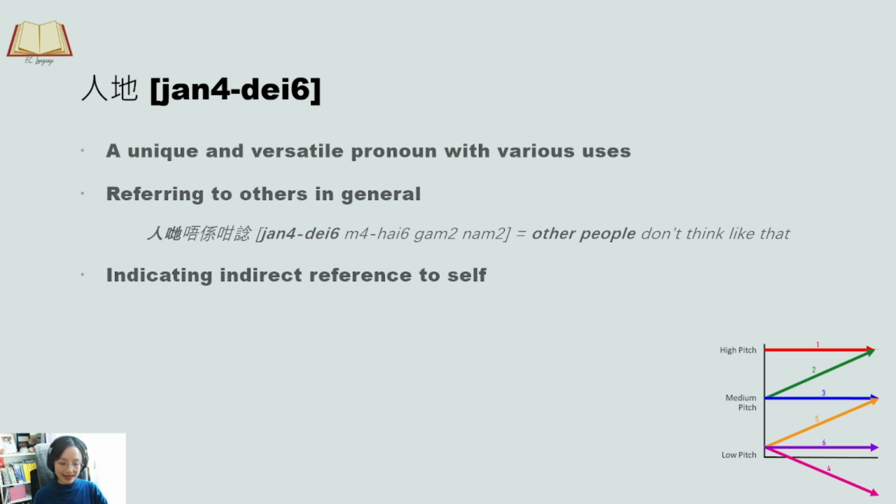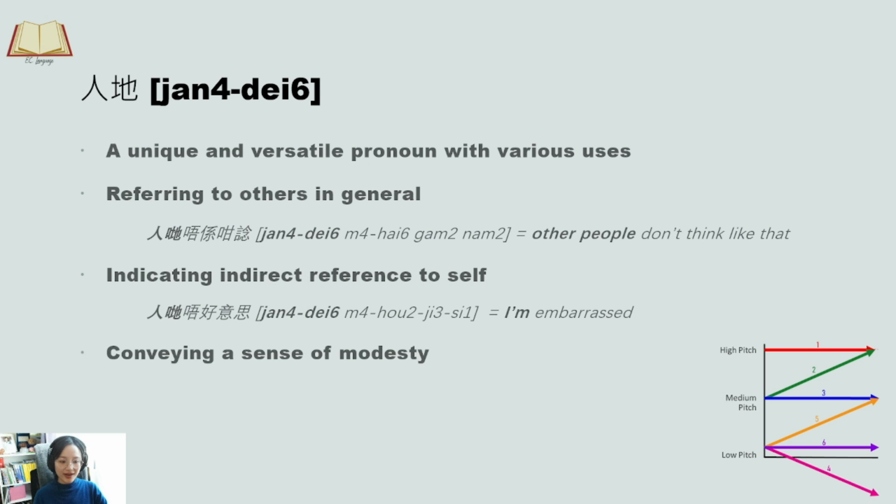We can also use 人哋 to indirectly refer to ourselves, especially in a modest or self-deprecating context. For example, 人哋唔好意思. I'm embarrassed. And finally, like I just mentioned, 人哋 is also used in a modest or polite way when referring to yourself. This is a common practice in Cantonese to show humility. For example, if somebody praises you or gives you a compliment, instead of saying 我, we would usually say 人哋 to indirectly refer to ourselves. And this downplays your role or your achievement to show humility, and that is what people often do in Cantonese.